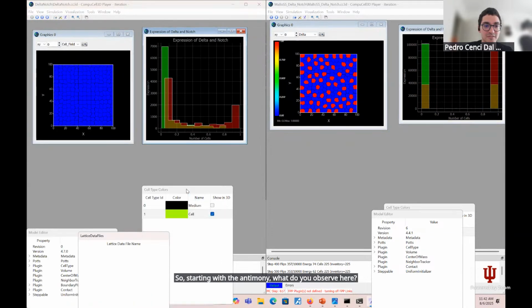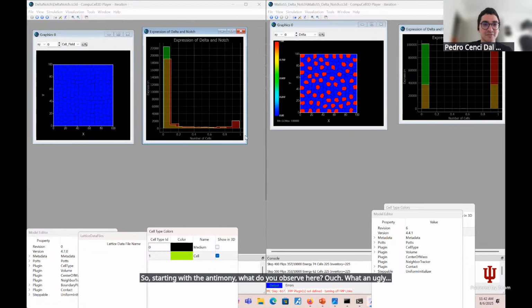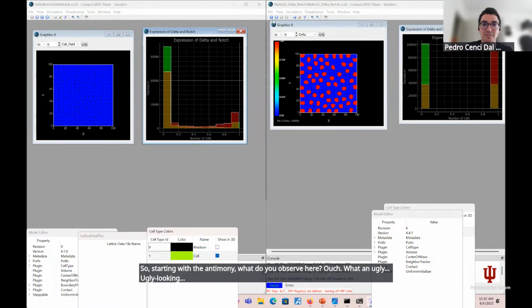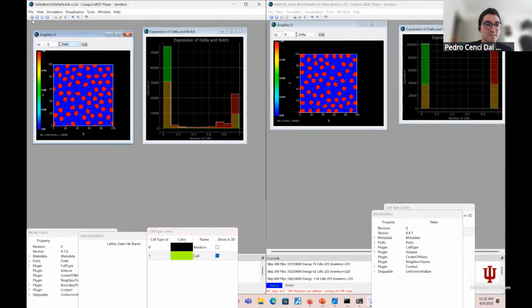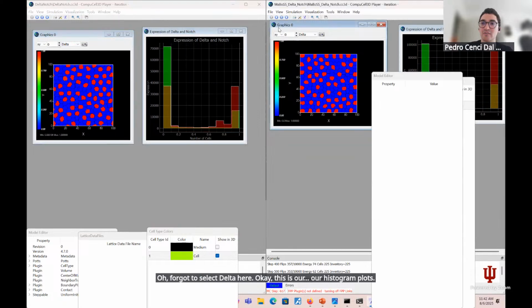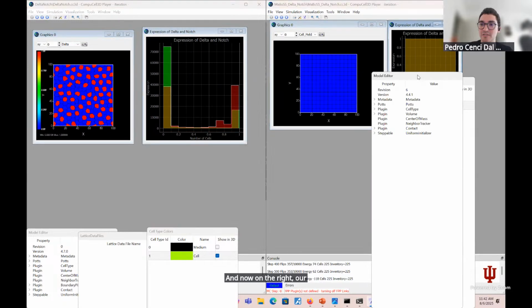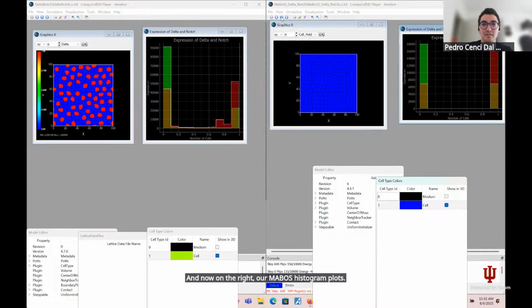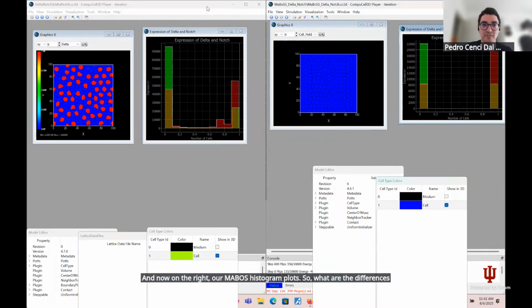What an ugly looking screen. Oh, I forgot to select delta here. Okay, this is our histogram plots. And now on the right, our MaBoSS histogram plots. So what are the differences we observe here?